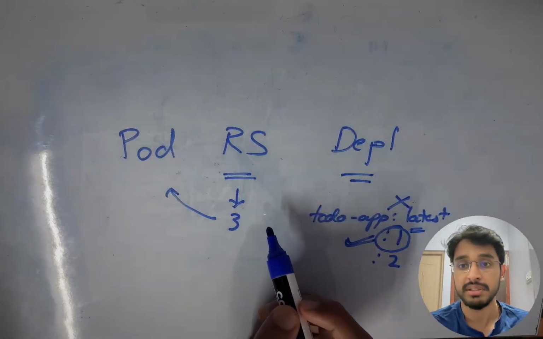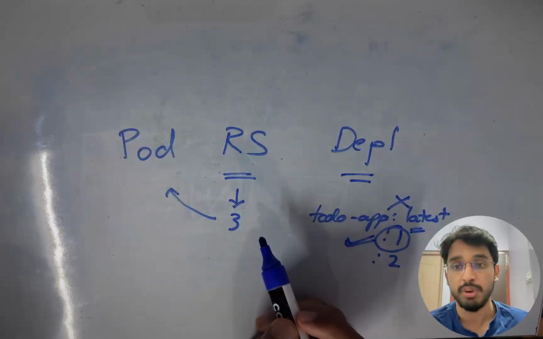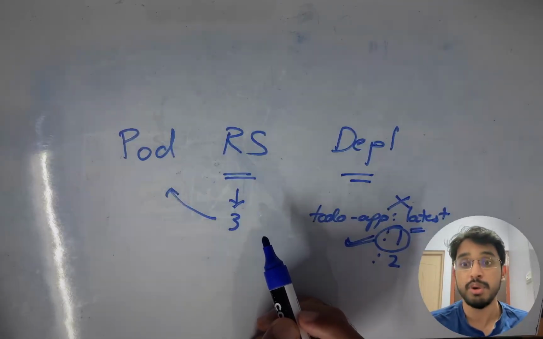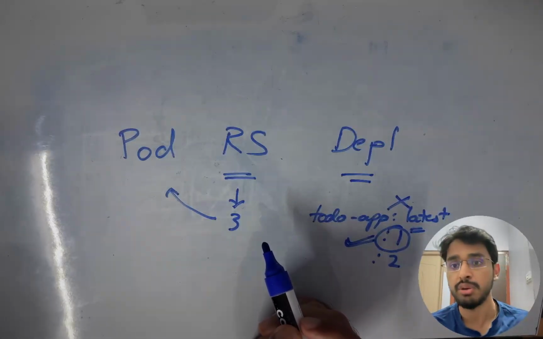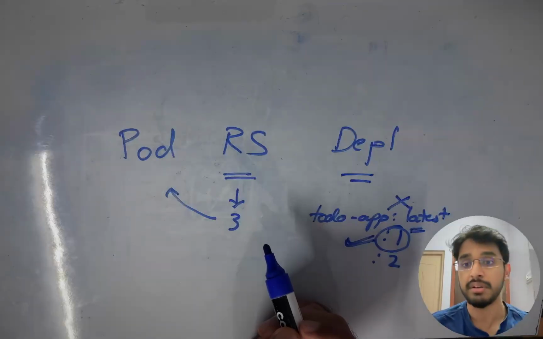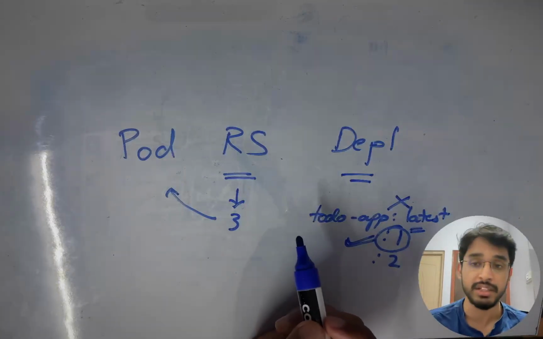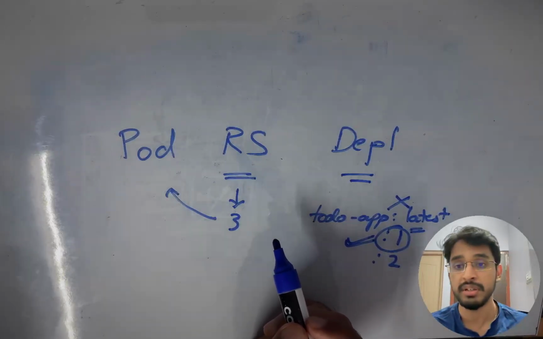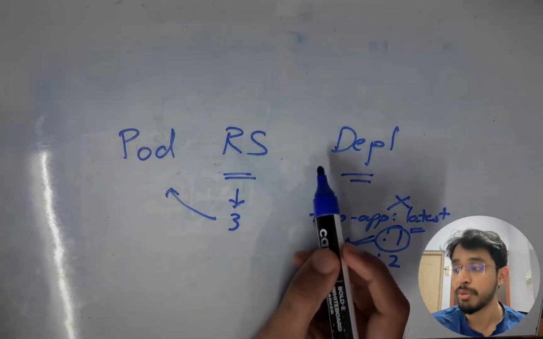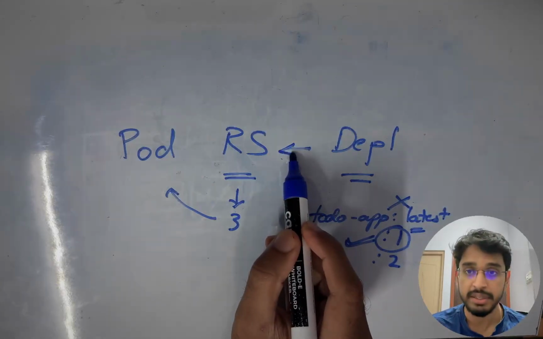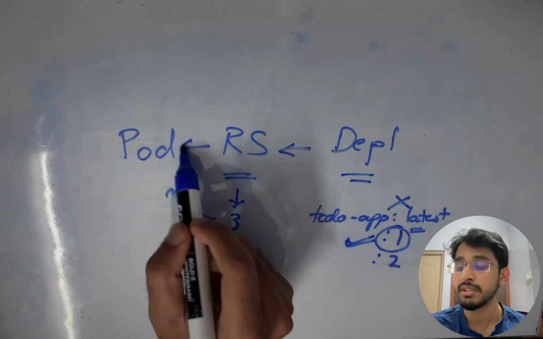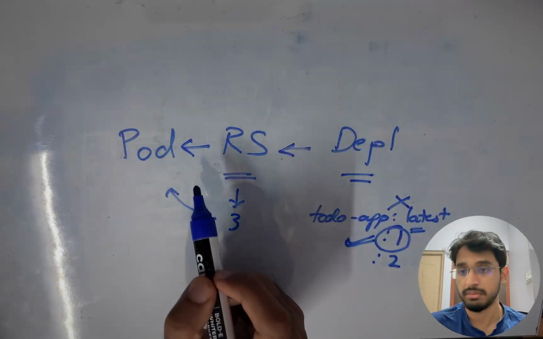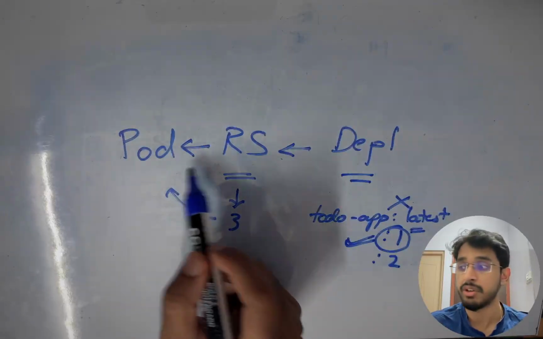A replica set can still manage pods. Basically, if 3 pods are running, even if you try to delete them, it will bring them back up, but it cannot do rolling updates. Only a deployment can do that, and that is the main reason why we create a deployment in the first place. A deployment will create a replica set, and a replica set creates pods. That's the only difference between these kinds of resources.